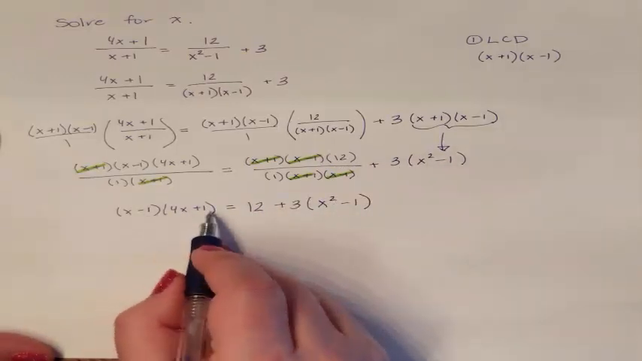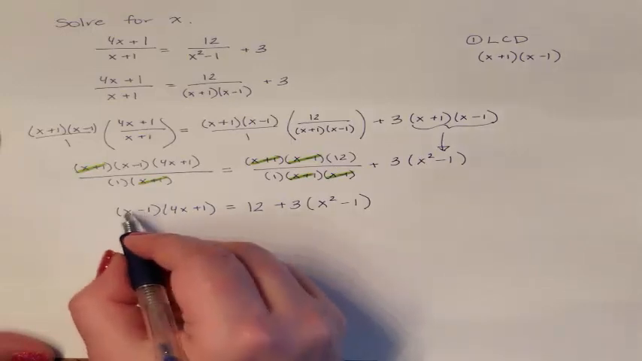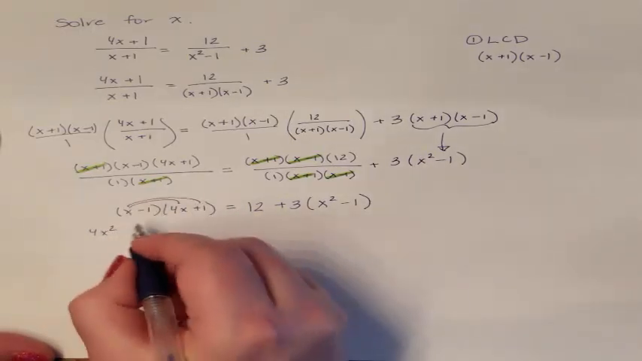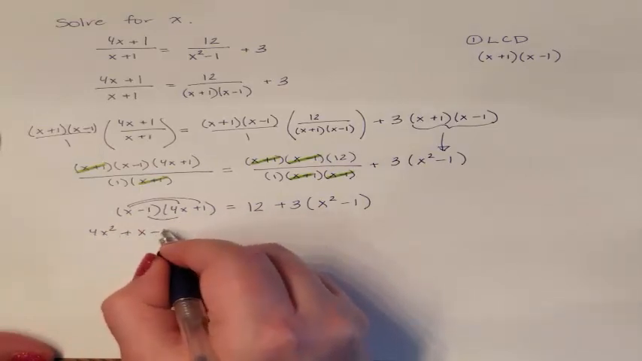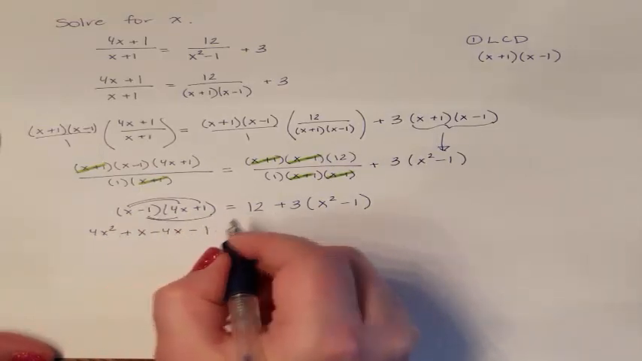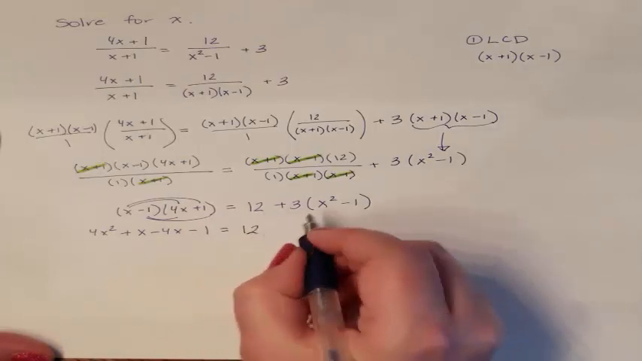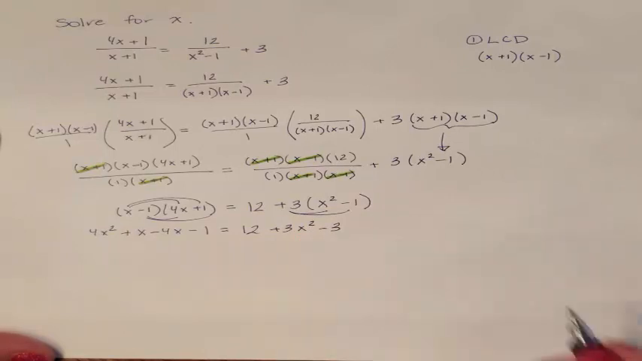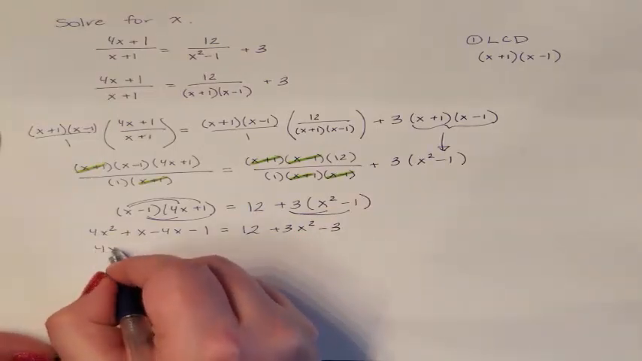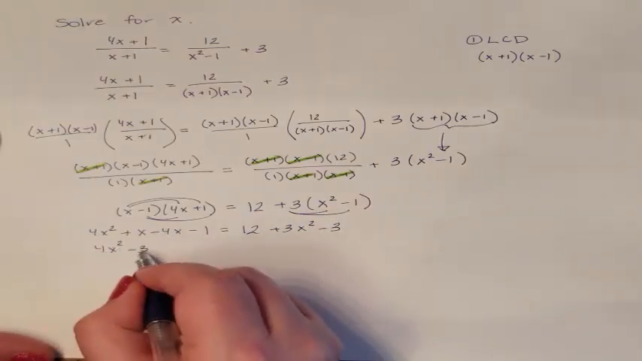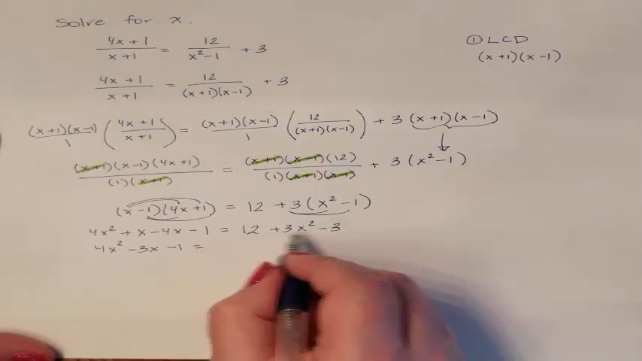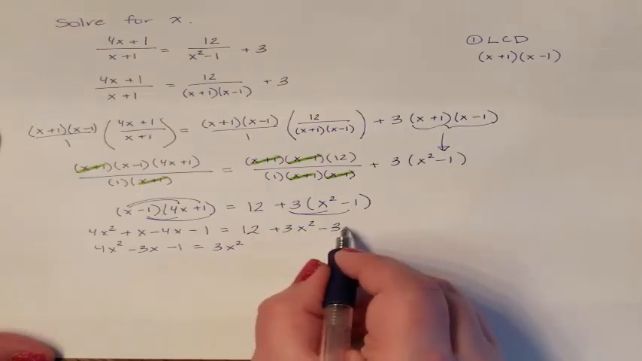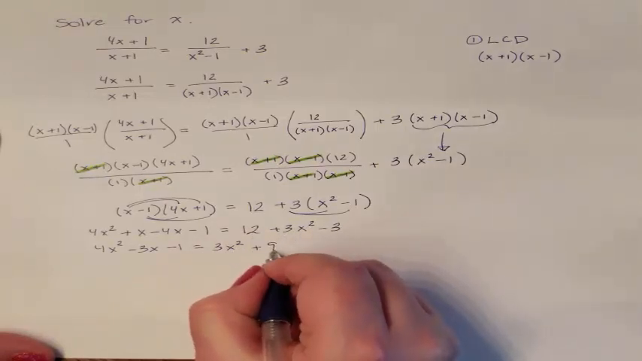So now I need to go ahead and distribute into my parentheses so I know what I actually have. So this is x times 4x, so that's a 4x squared. That is a plus x minus 4x minus 1 equals 12. That's plus 3x squared, and that's a minus 3. So combining like terms, 4x squared, this is minus 3x minus 1. Putting this in standard form, 3x squared, 12 minus 3 is a plus 9.